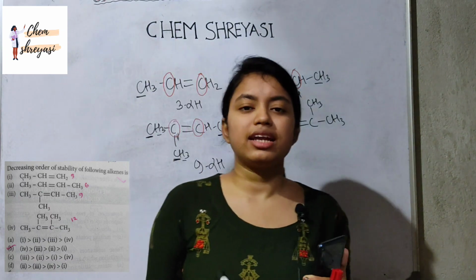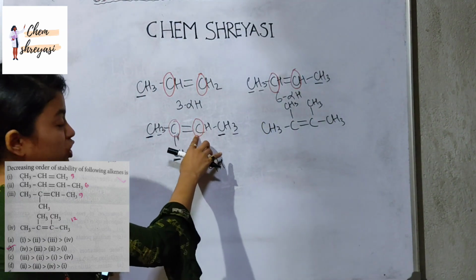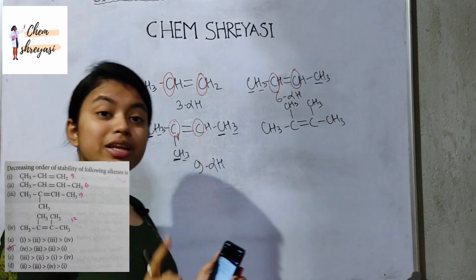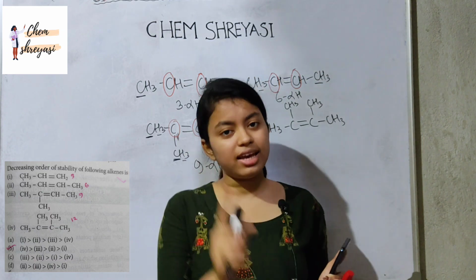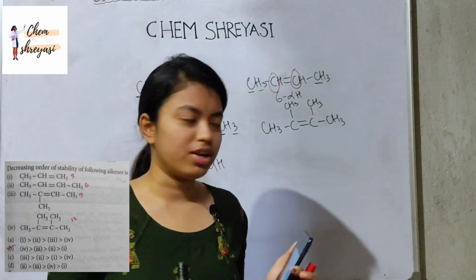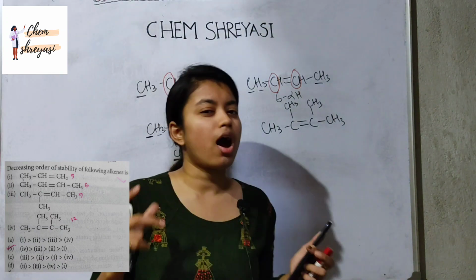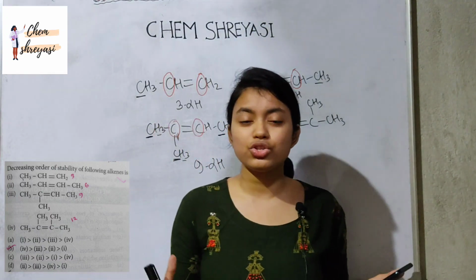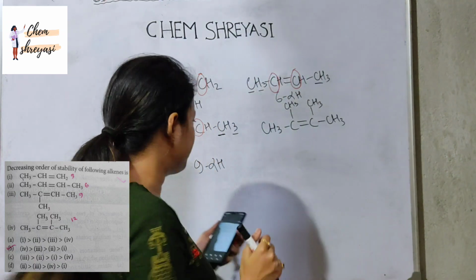One major mistake that everyone makes is that they directly count the hydrogens attached to the double bonded carbon. Please don't do that. Try to find out which is the alpha carbon first, and then you can find out what the alpha hydrogens are, and that will be very easy. And if in a condensed structure you find it hard to identify the alpha hydrogens, then please write the complete structure and then find out. That will be easy for you.